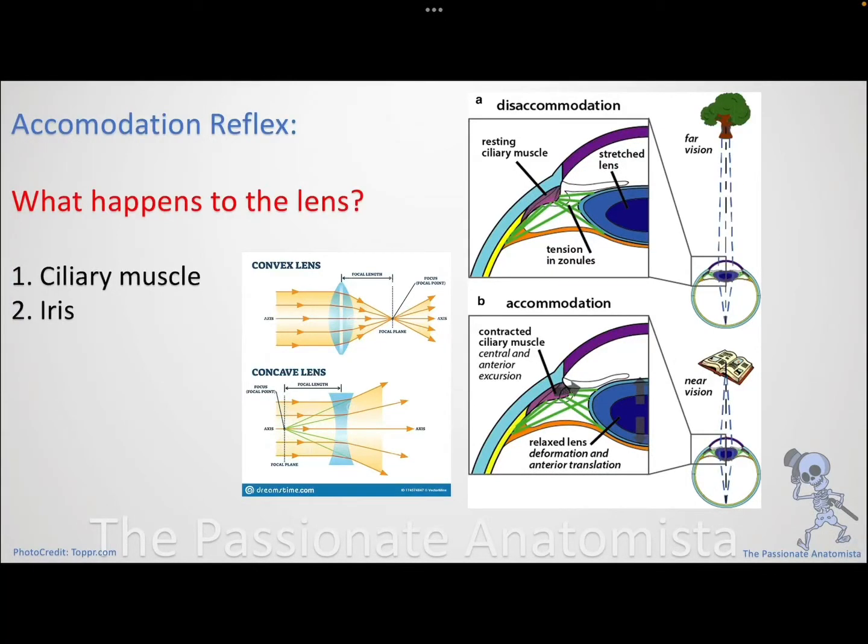What is the accommodation reflex? Before we get to the accommodation reflex and understand how the lens works, I just want to give you a reminder of the difference between the two types of lenses. We have a convex lens and a concave lens.